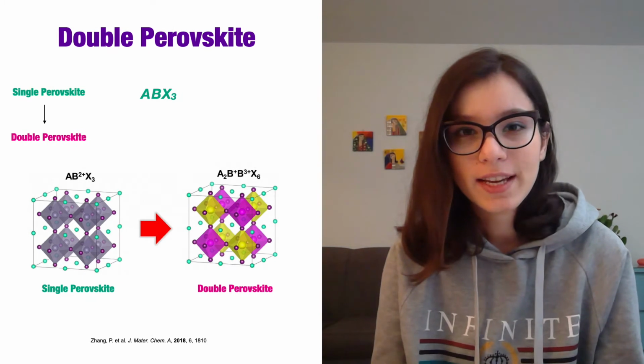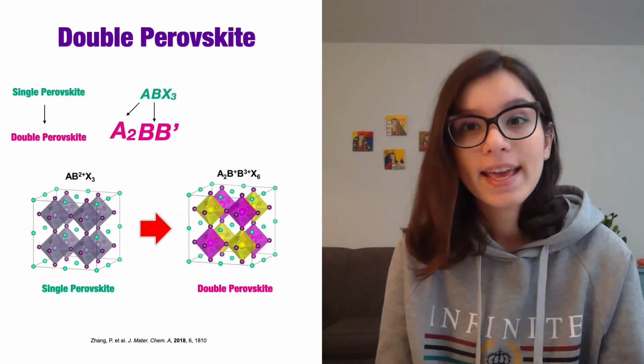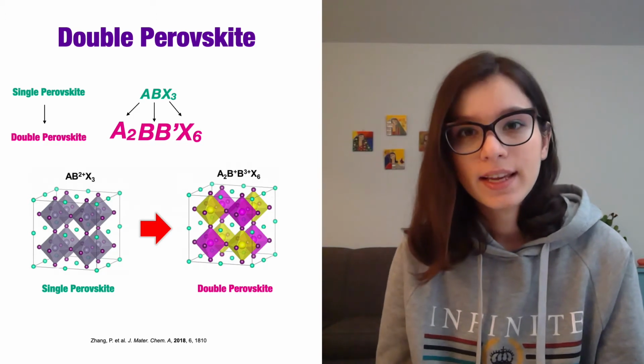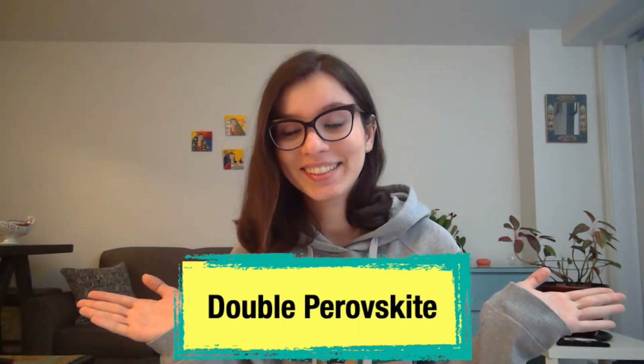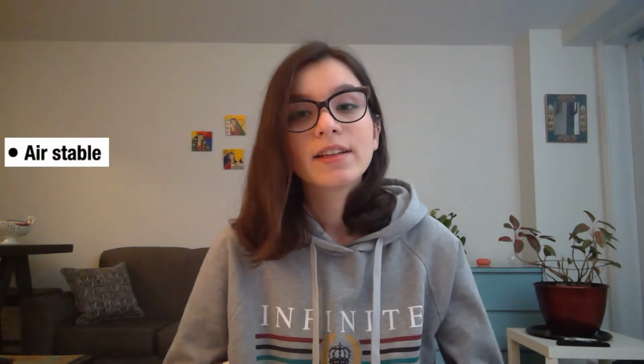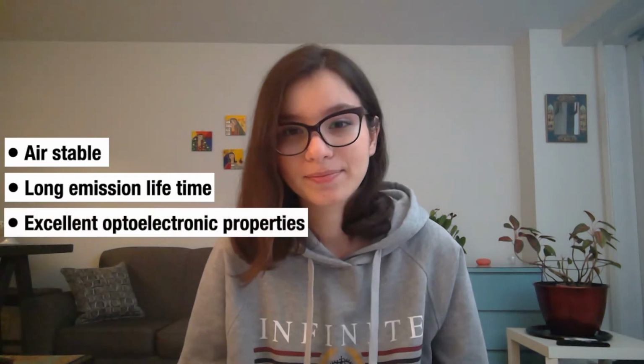But first, let me introduce you to one more thing, which is the difference between single perovskite and double perovskite. Double perovskite is an extended version of single perovskite, and as you can see from the general formula, every ion in the unit cell was doubled, and hence it's called double perovskite. The new structure has more potential to incorporate more metals in it, and we can now have more options to replace lead with. Double perovskites are also air stable, and not only do they have a long emission lifetime, but they also have excellent optoelectronic properties.